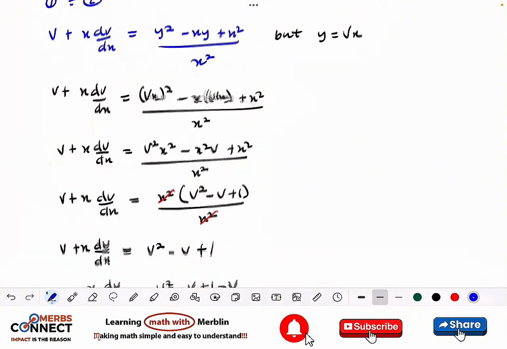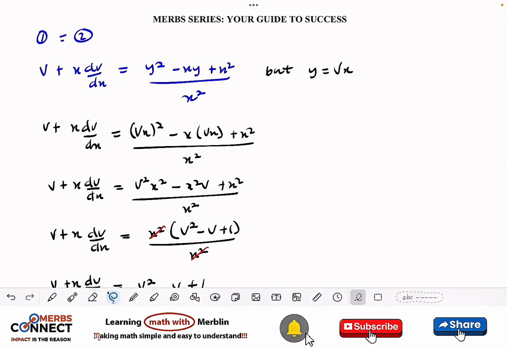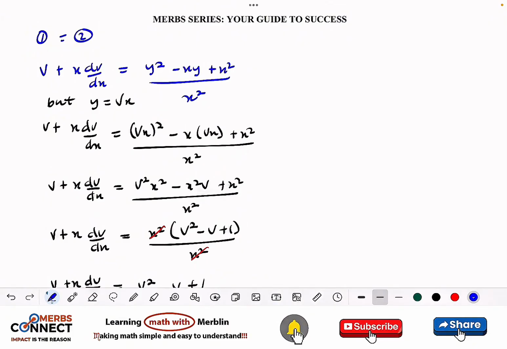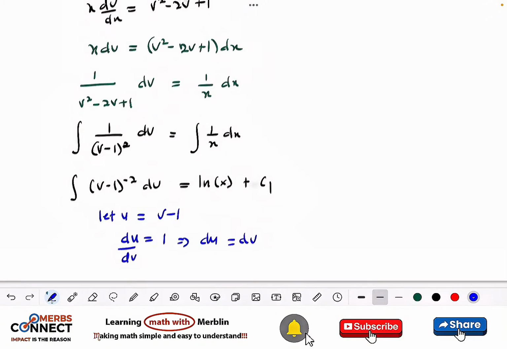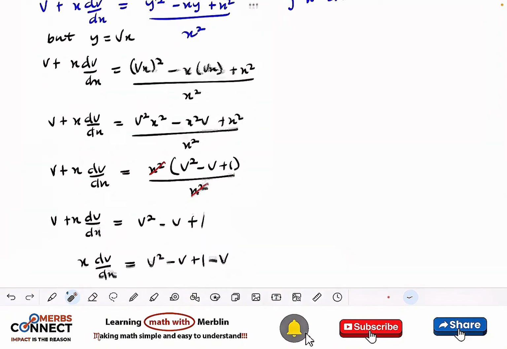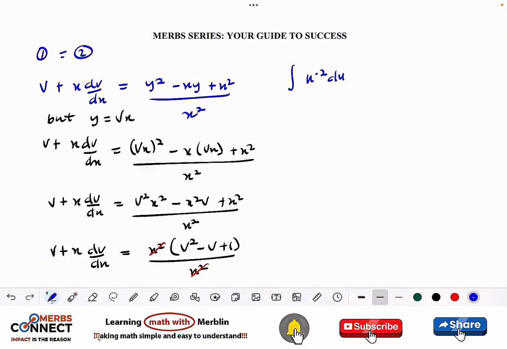So now let's go up here and just continue from there. Let me move this guy to this side. So now we are going to have the integral of u to the power minus 2 du, right? Because now we know that v_n minus 1 is u. So I'm going to have u to the power minus 2, and then dv_n here is the same as du. Then this is the same as natural log of x plus c1.